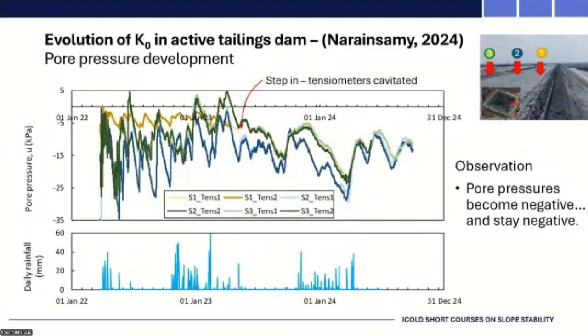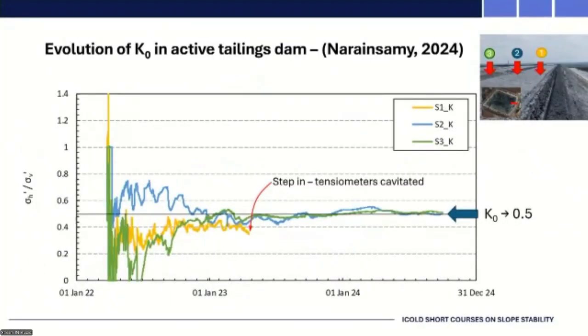This installation is still being monitored. The data that I'm showing you there is up to about, I think, a week or 2 weeks ago. So we are continuing to monitor that. It will be very interesting to see how that develops as the dam gains further height. With the pore pressures and the total stress known, we can estimate, using an appropriate method, the effective stress, and that allows us to plot K0, and that is what we are really interested in.